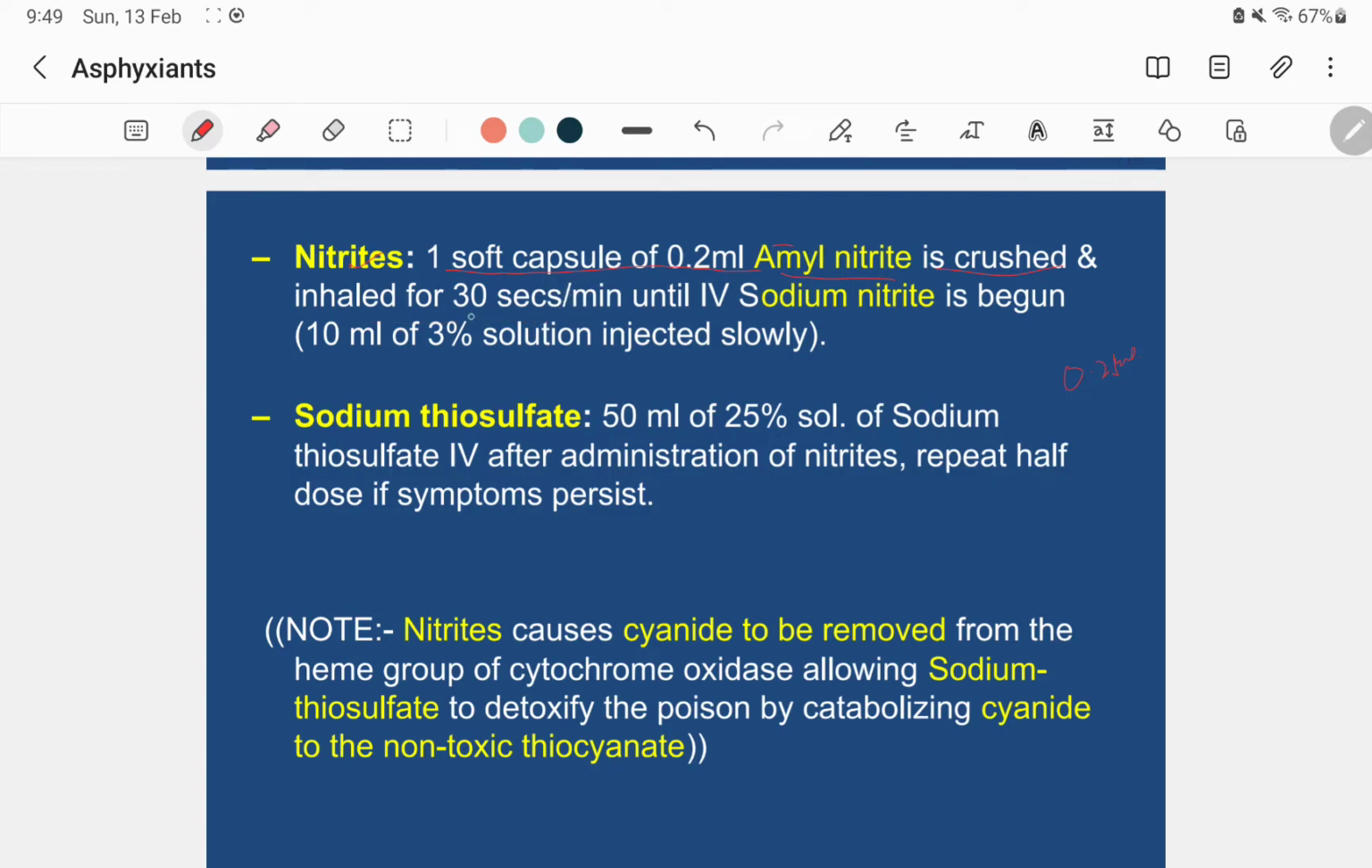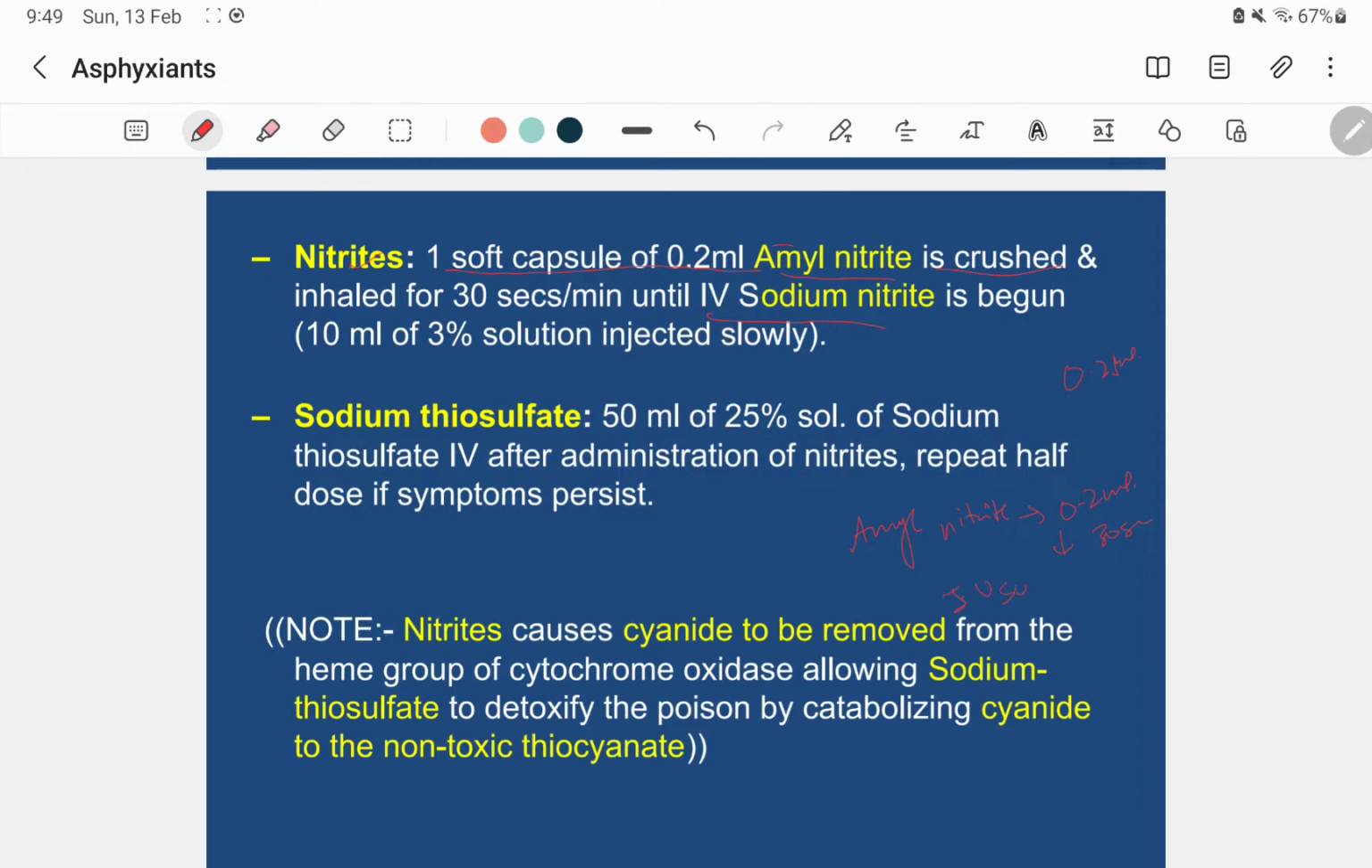Okay, sorry for that. Inhaled for 30 seconds or a minute until IV sodium nitrite is begun. So what we do is first treat it with amyl nitrite. We have to take 0.2 ml of amyl nitrite, and then we have to inhale it for 30 seconds or a minute.